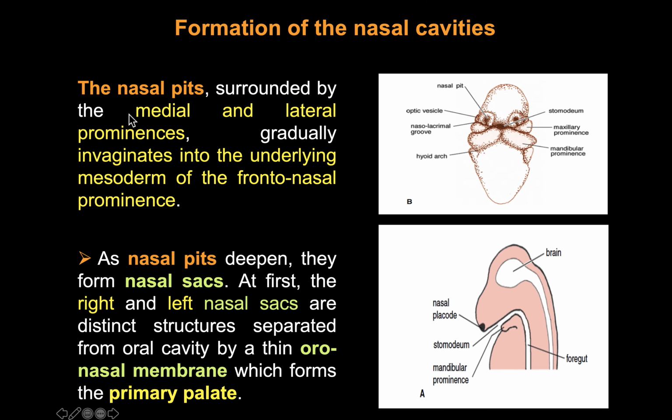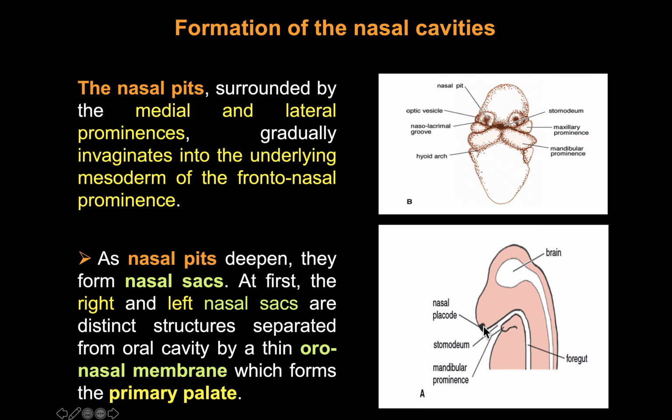So these nasal pits, which are surrounded by the medial and the lateral prominence, gradually invaginate the underlying mesoderm of the frontonasal prominence. And this is the area of the nasal placode at early stages. As I said, this starts to deepen, so it starts to go inside the area of the frontonasal prominence and start to enter the area of the mesenchyme.